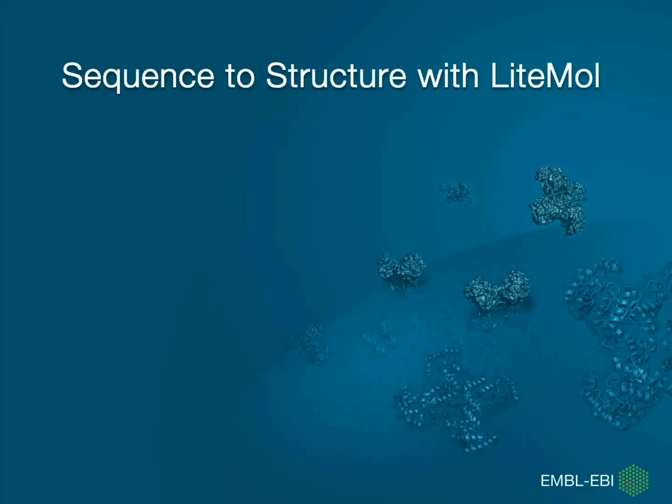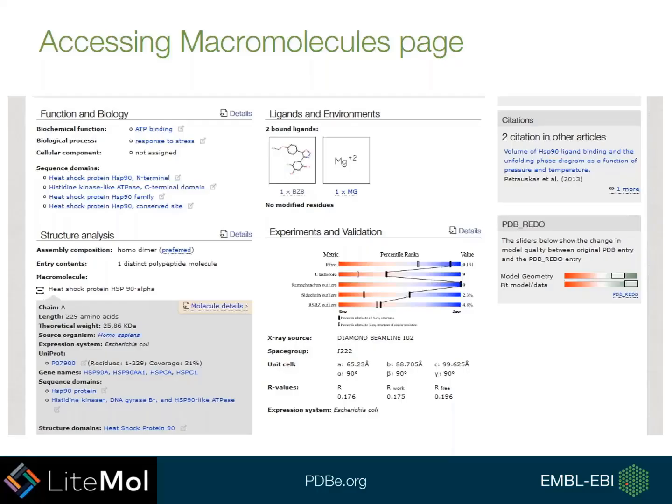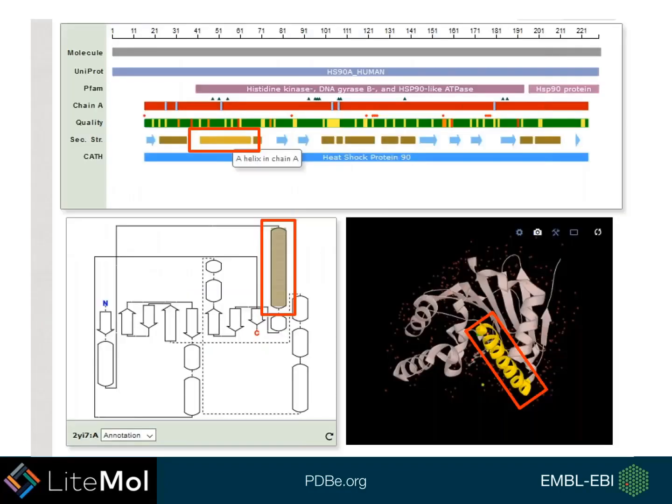You can view all sequence annotation interactively along with the structure at the PDBe using LiteMol. So if you want to access the pages for a specific macromolecule, navigate to the entry page and move down to the structure analysis section at the bottom left, where there will be information for a specific macromolecule in that entry. If you click on the molecule details, this will link out to our sequence to structure page, and this gives you three views.